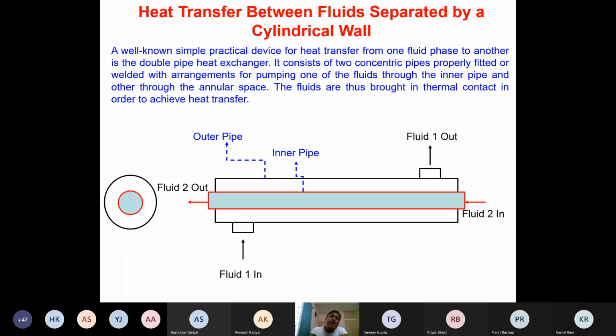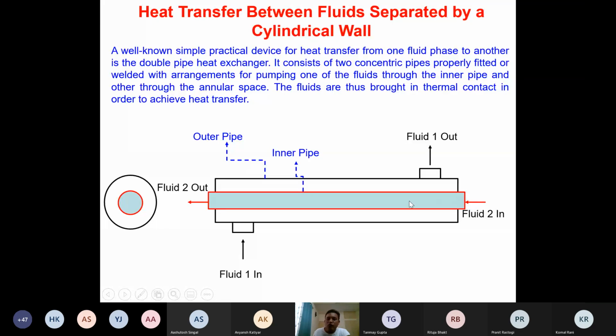Now, in the previous slide, we have seen the heat transfer taking place in a case where the two fluids are separated by a metal wall, a plain metal wall, isn't it? Now let's look at the case when the fluids are separated by a cylindrical wall. This type of situation is commonly seen in the process industry. A well-known and simple practical example is heat transfer from one fluid phase to another in a double pipe heat exchanger. So this is a double pipe heat exchanger.